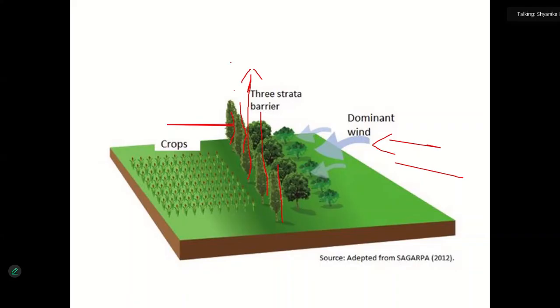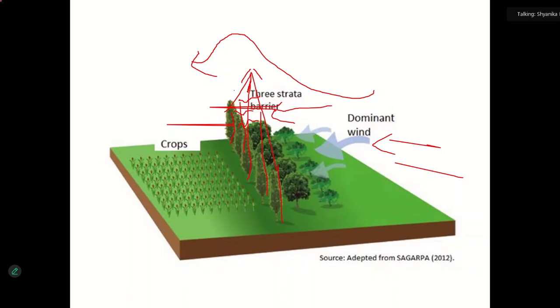Okay, so likewise, we maintain the triangular shape, right? Like this. So what happens to the wind? Very little wind goes through this tree barrier. That is what we call filtration, right? Some wind changes direction like this. That is what we call deflection. Deflection and filtration. Those are some of the things that happen to the wind.